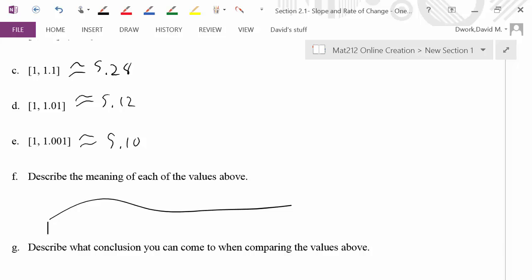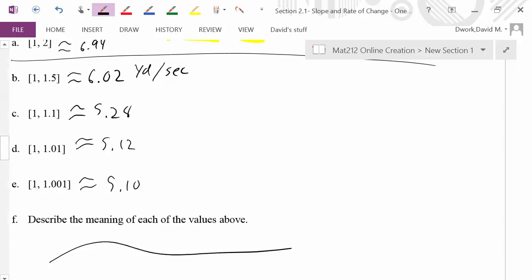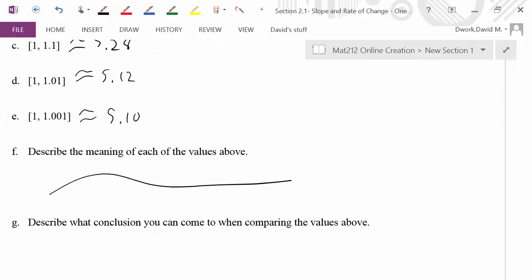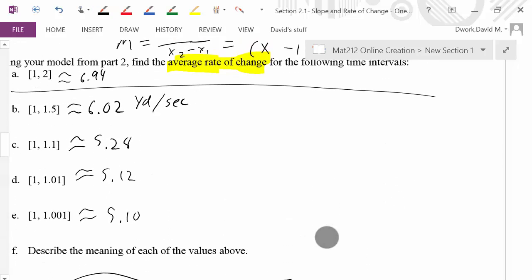Okay, so here we go. 5.1 yards per second. What can we say when we compare these values? You notice they started at about 7 yards per second, then 6 yards, then 5.28, 5.12, 5.1. Do you notice they seem to be approaching a number? We had a big jump from the first number to the second number, then a smaller jump, then a smaller jump, then a smaller jump. So what can we say?